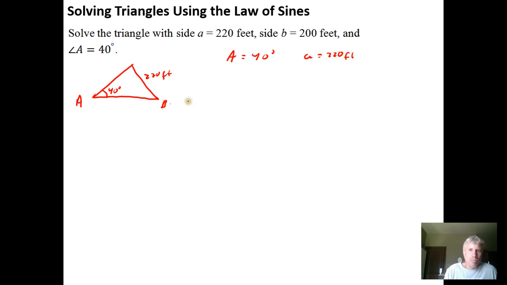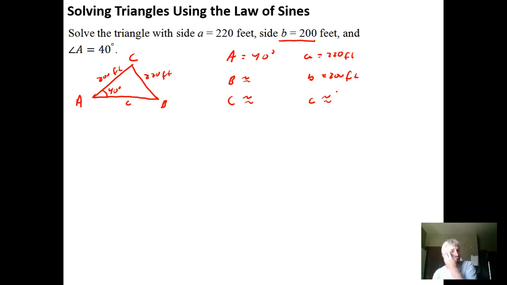I don't know angle B. I'll probably have to approximate it. I do know the side opposite B from here is 200 feet. So little b is 200 feet. And I do not know angle C, and I do not know side length little c. So I don't know either of those two things, and I'll probably need to approximate them.